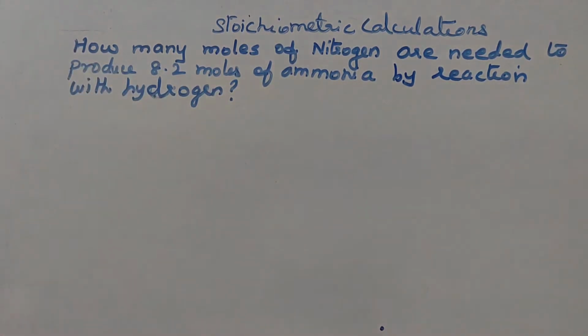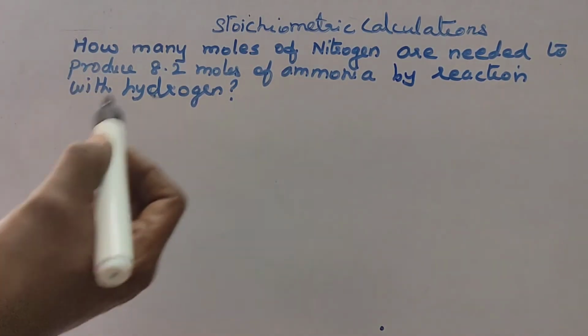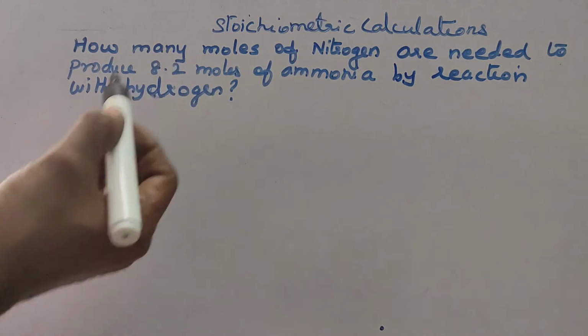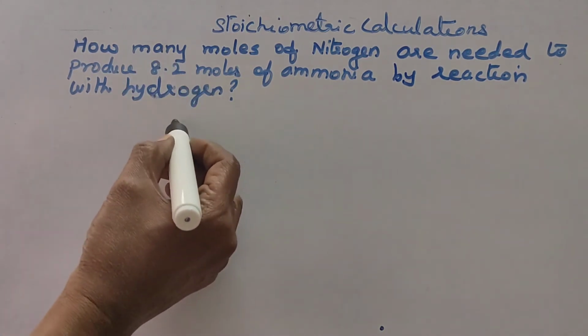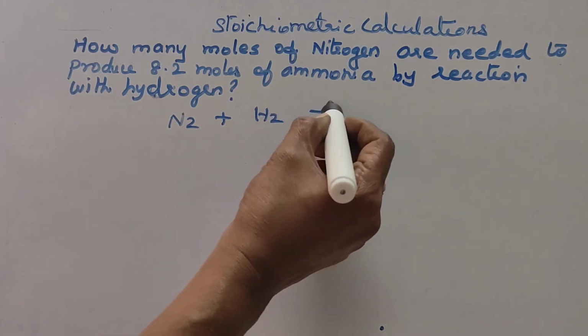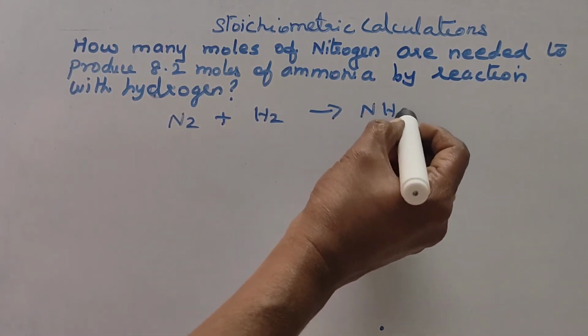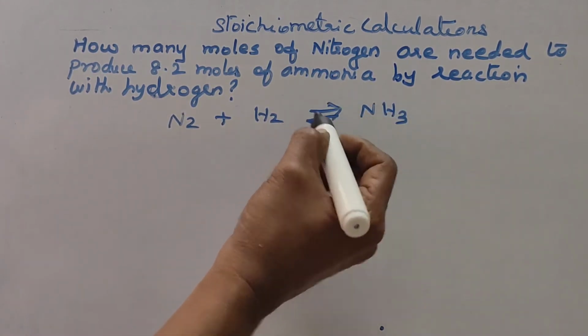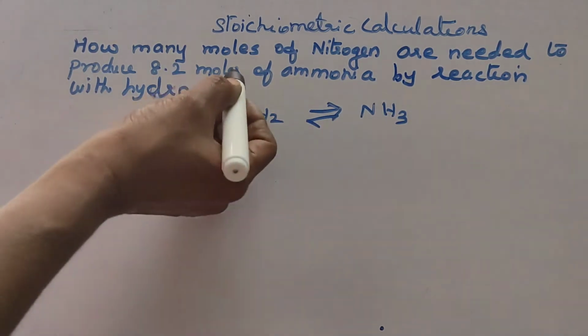In the previous video, we discussed the steps to be followed in stoichiometric calculation. What is the first step? Writing the balanced chemical equation for this sum. So here nitrogen combined with hydrogen produces ammonia. This is the chemical equation for this sum.